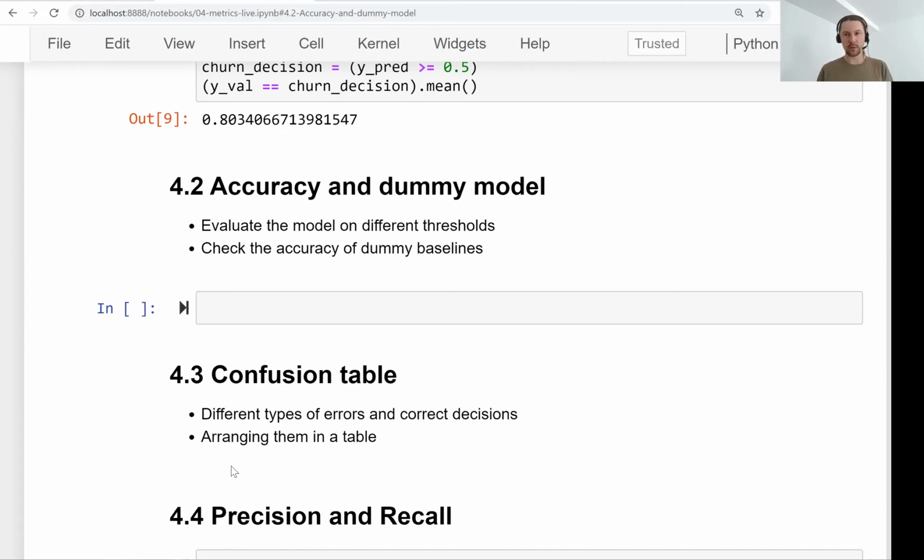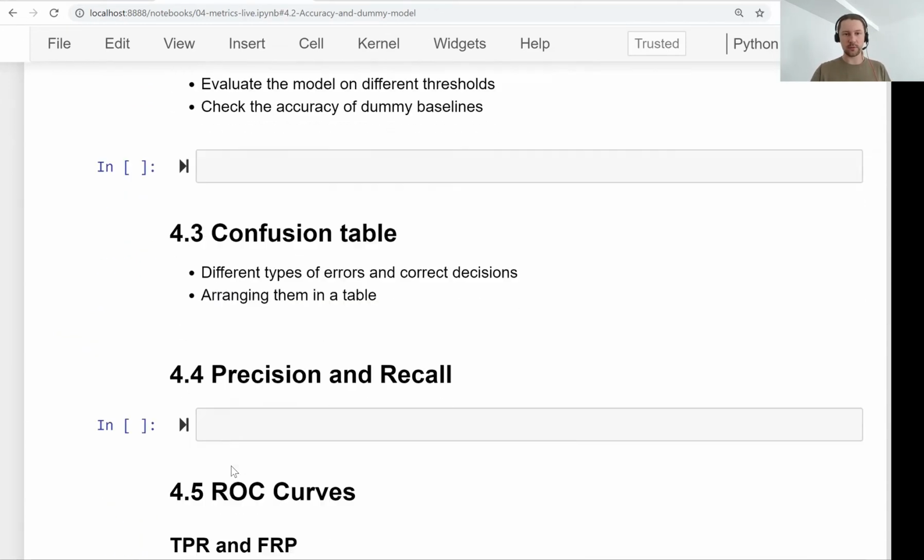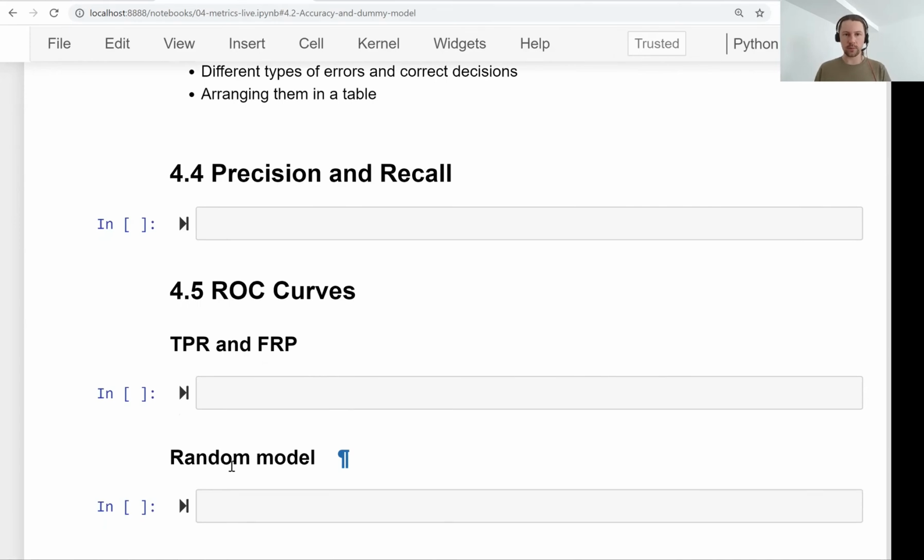Some types of errors could be that we think that a customer is churning, but they are not. Or we think a customer is not churning, but they are, things like this. And we will see how to visually arrange, how to put these numbers in a table that is called the confusion table. Then we'll talk about precision and recall, which are good evaluation metrics that are very useful for binary classification problems. So we'll talk about them.